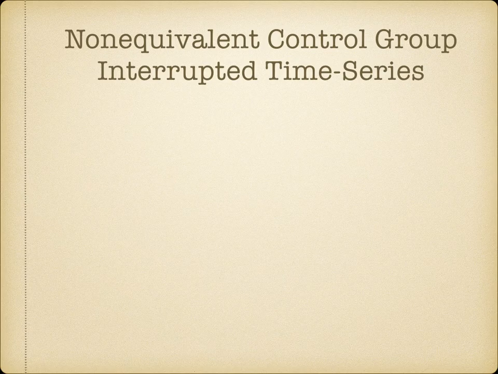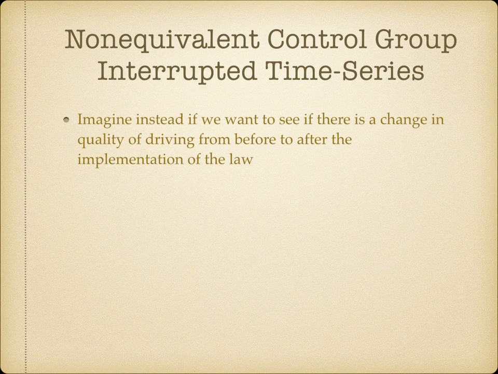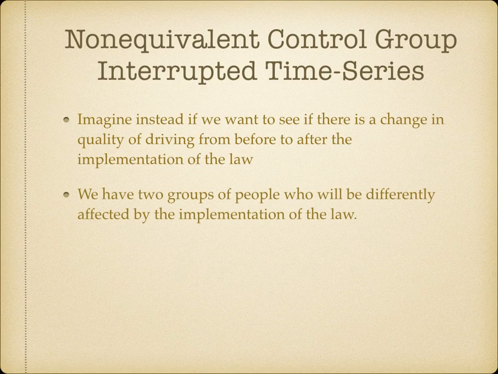Wow, this is getting to be a real mouthful. This is essentially the combination of both the non-equivalent control group and the interrupted time series design. Imagine instead of wanting to see if there's a number of people driving, or maybe in addition to that, we're also going to see if there is a change in the quality of driving from before to after the implementation of the law. So we have two groups of people who we believe will be differently affected by the implementation of the law.